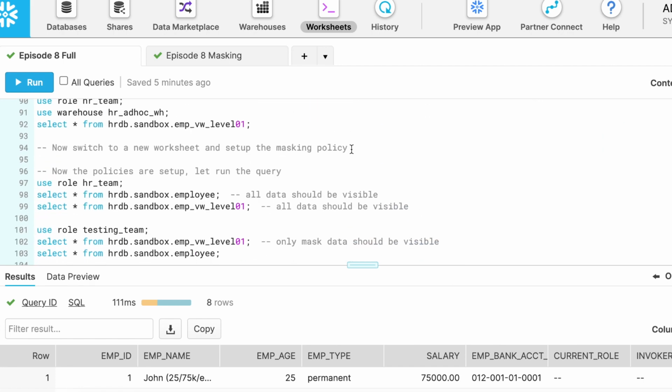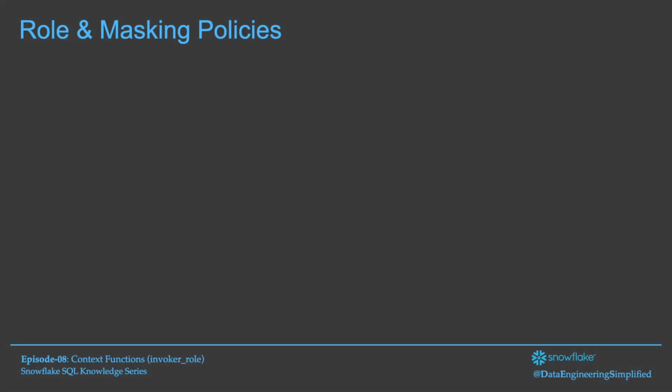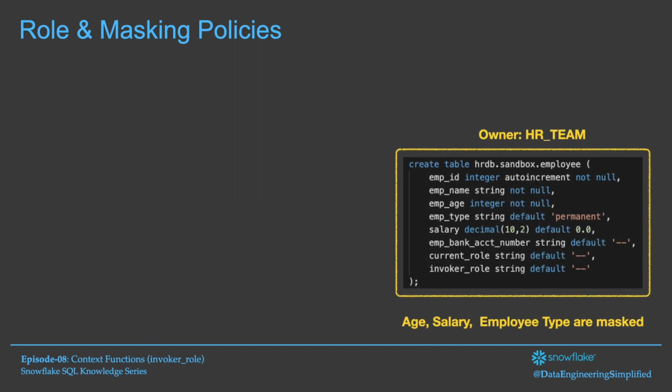Before I run the select statement, let me demonstrate how we have created those masking policies and how it looks visually. So let's understand how these objects are arranged and what fields from these objects are masked. Here I have an employee table in which age, salary and employee type fields are masked. And this table is owned by the HR team.